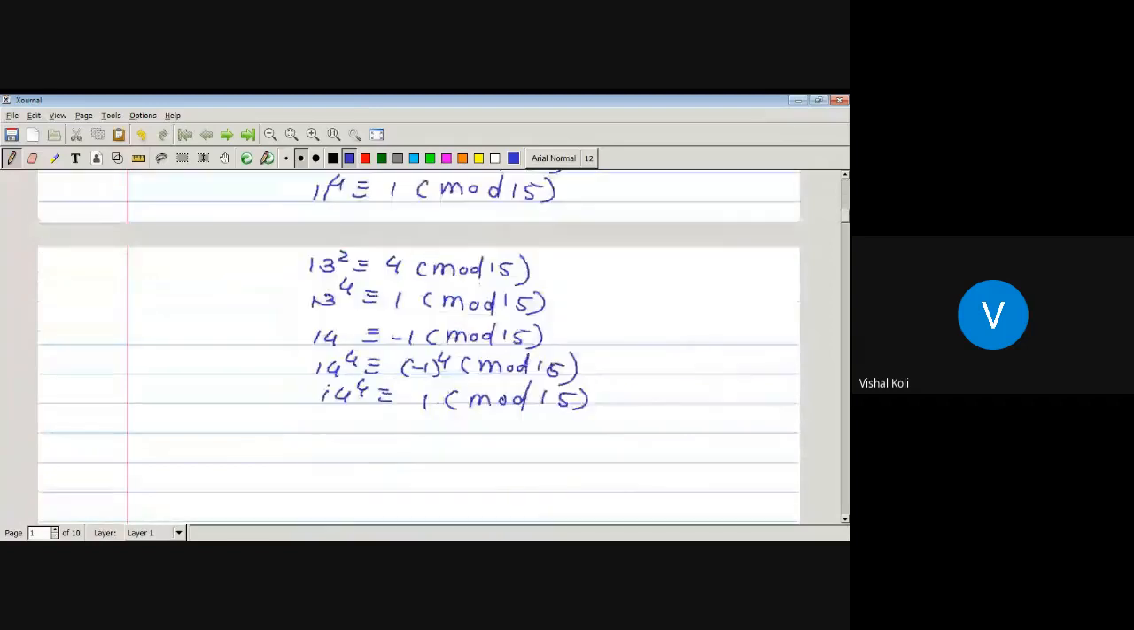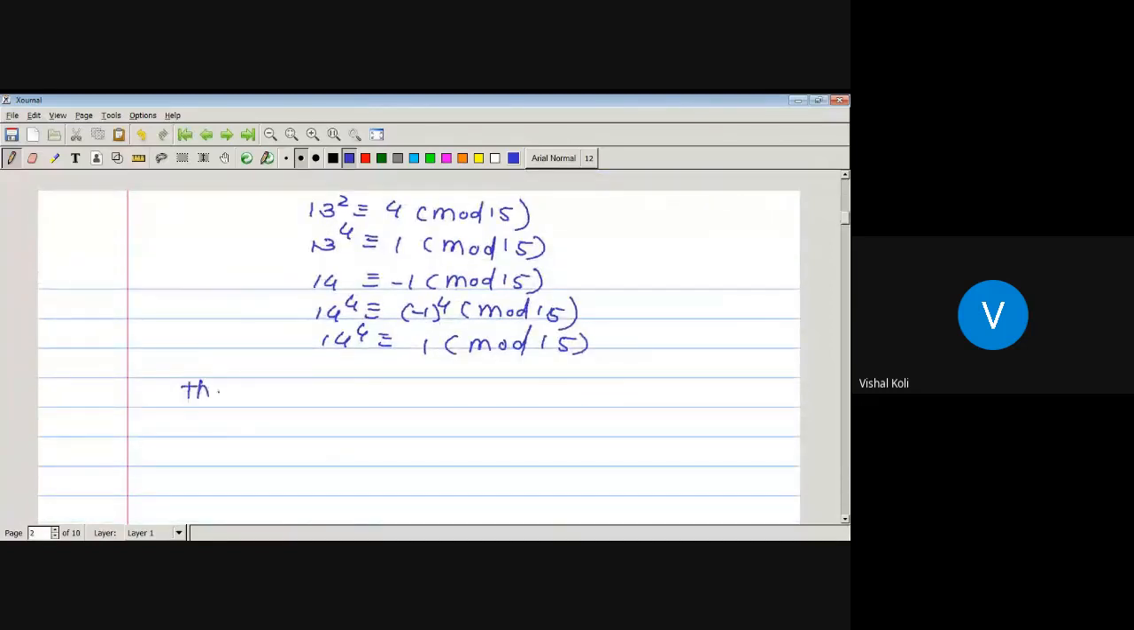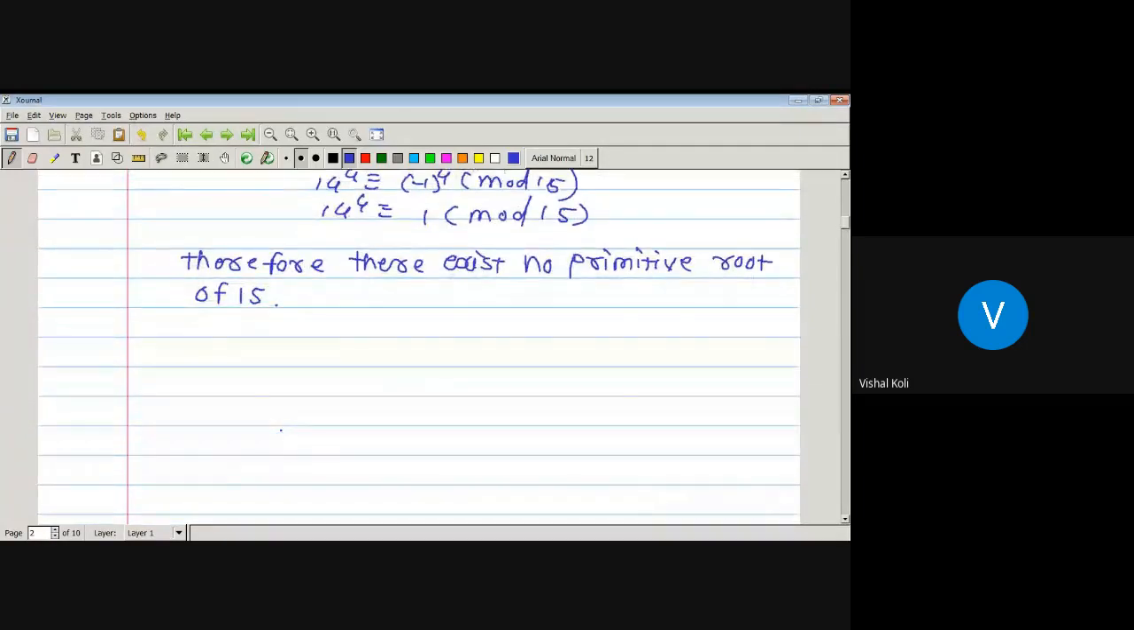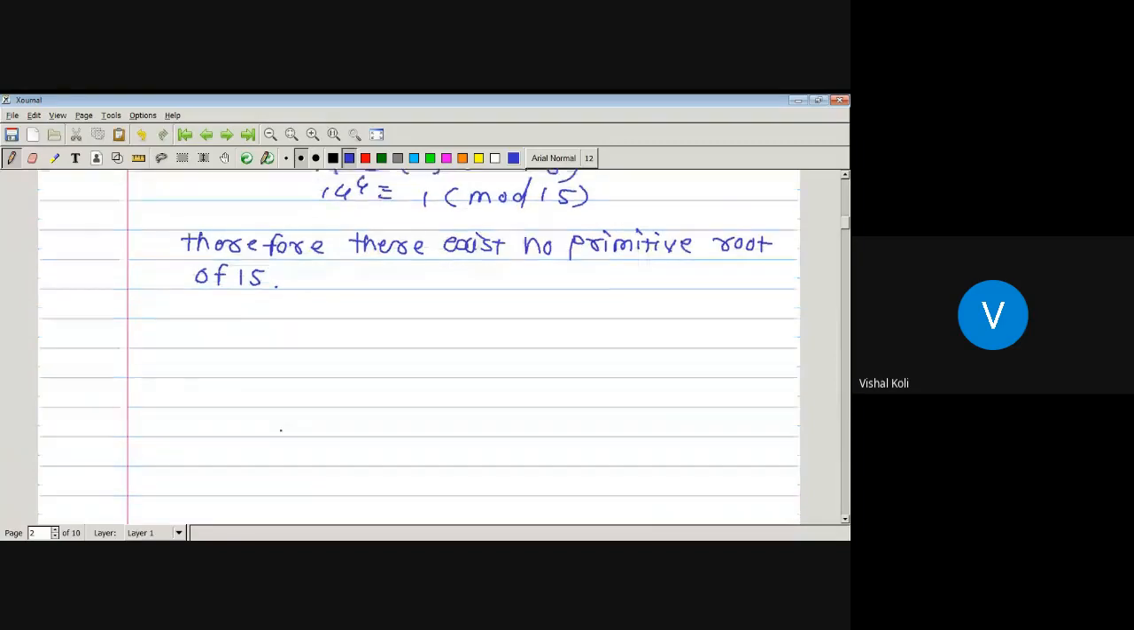Therefore, there exists no primitive root of 15. That is, the integer 15 has no primitive roots. Okay, so in this way we can check whether the corresponding integer has primitive roots or not.